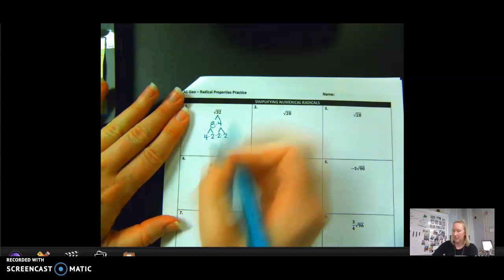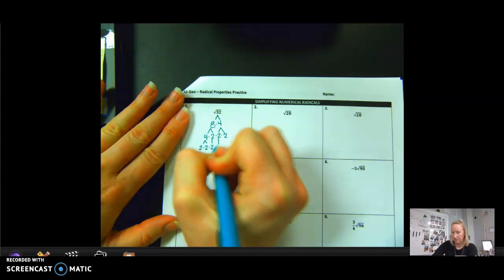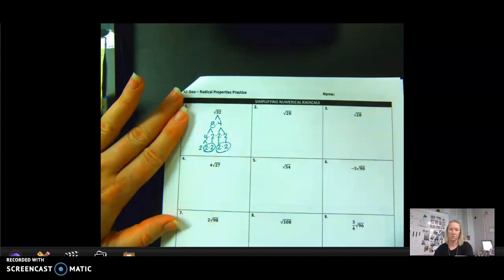4 is not prime, so I'm going to break it down more. So that breaks down into 2 times 2. I bring down this 2, I bring down this 2, and I bring down this 2. I have a pair of 2s, and I have another pair of 2s.